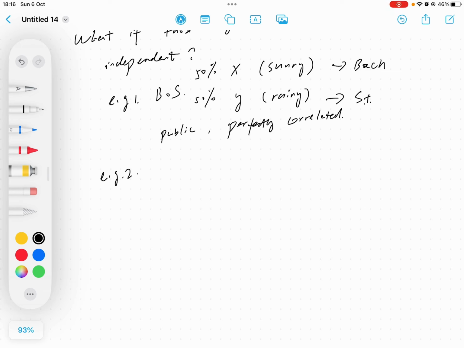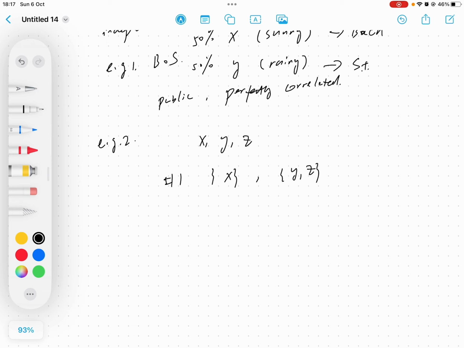Okay, so let's consider an example where there's a random variable that takes 3 possible values in a state space. It could be X, Y, or Z. Let's say sunny, rainy, or windy, or cloudy. So that is this random variable, and player 1 knows that the realization is either X or an element of Y and Z. So player 1 observes either X or something in the other set, Y or Z, but cannot tell exactly whether it's Y or Z, just that it's within that set. Player 2 knows that it's either X or Y or Z. So that's what player 2 knows.